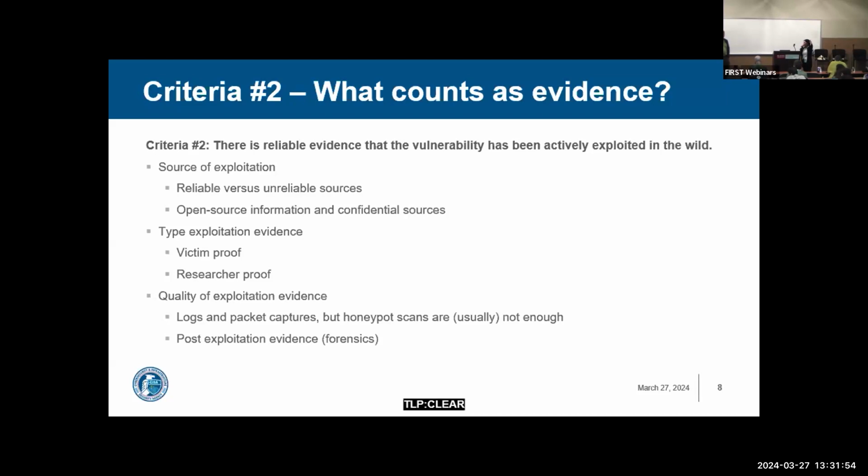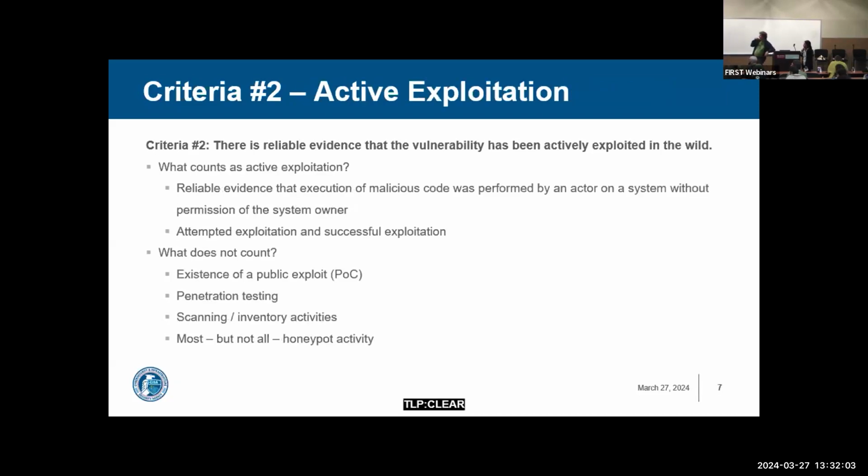So we have a question. Can you go back one slide for a second? There was something about the criteria, the exploitation without consent: attempted exploitation and successful exploitation. If somebody comes to you with a POC and demonstrates the exploitation with consent, will it get on the KEV or not? Did I consent to the demo? Yes. Then no.